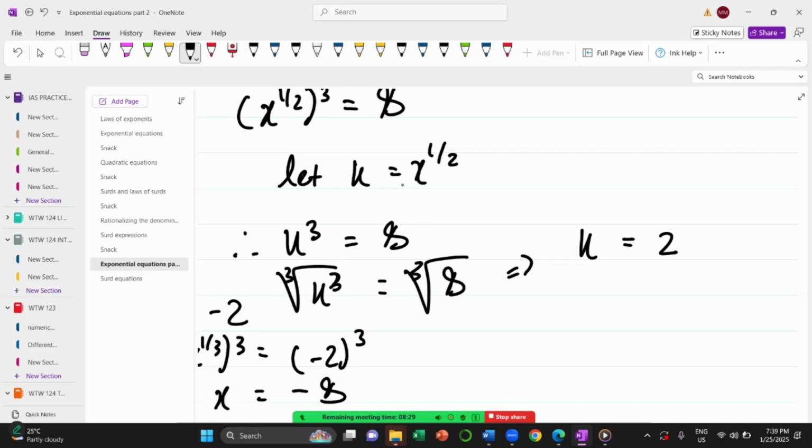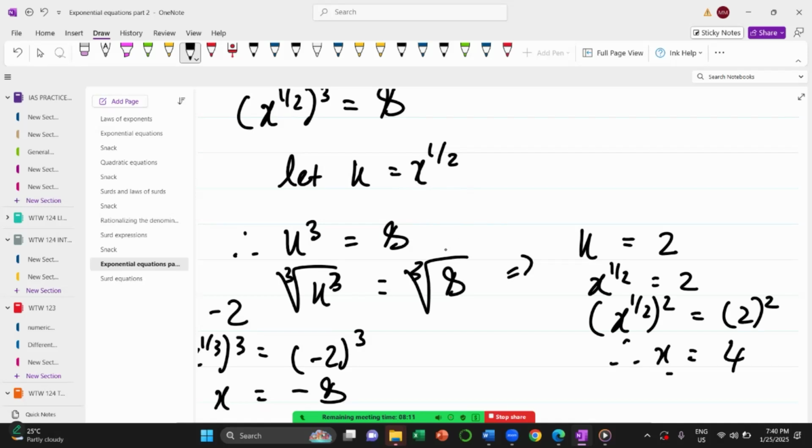This is just going to give me x to the exponent of 1 over 2 equal to 2, right? Then for me to remove this 2, I'm going to have to say x to the exponent of 1 over 2 all to the exponent of 2, and this side all to the exponent of 2. Therefore, x is just equal to 4.